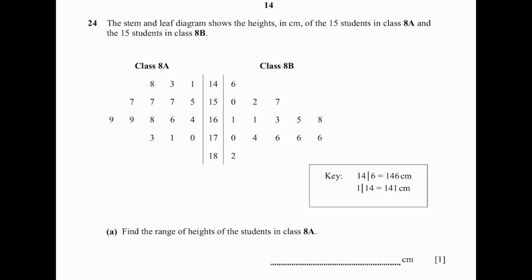A. Find the range of the heights of students in class 8A. The range is the lowest subtracted from the highest. Which is the lowest? Which is the highest? In class 8A, it's the left side. Which is the highest? 17. There's no one in 180. So 170, which is highest in 3, 1, and 0? 3. So the highest is 173 minus the lowest. 14 is the lowest, that makes 140. Which is the lowest: 8, 3, or 1? 1. So 173 minus 141 is equal to 32 centimeters.